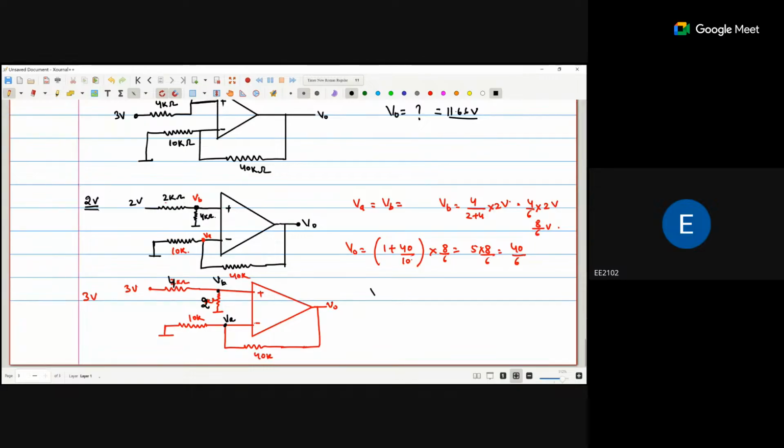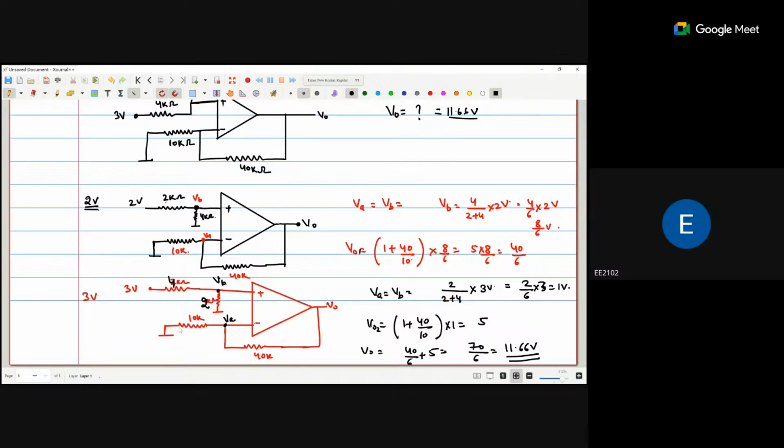Now again, VA is equal to VB. Again, we calculate 2 divided by 2 plus 4 times 3 volts. So 2 divided by 6 into 3. So that is 1 volt. So VA is equal to VB is equal to 1 volt. Now V naught is 1 plus 40 divided by 10 multiplied by 1 volt. So it is 5. So overall answer: if this is V01 and V02, V naught is equal to 40 divided by 6 plus 5. So that is 70 divided by 6. So 11.664.